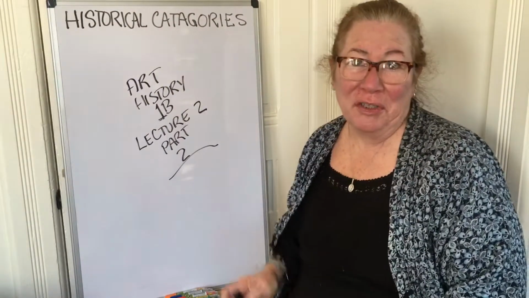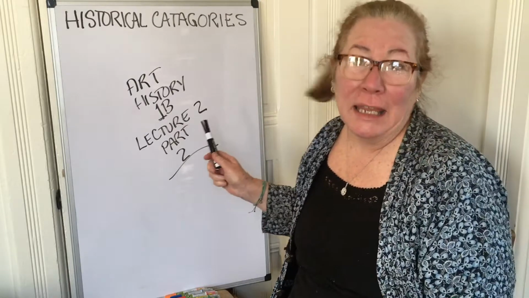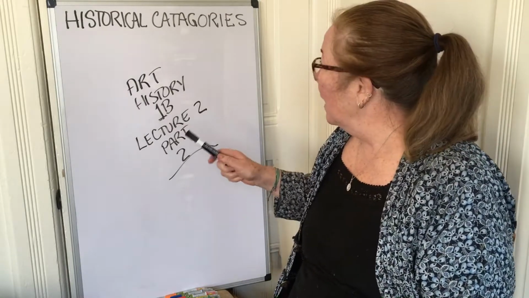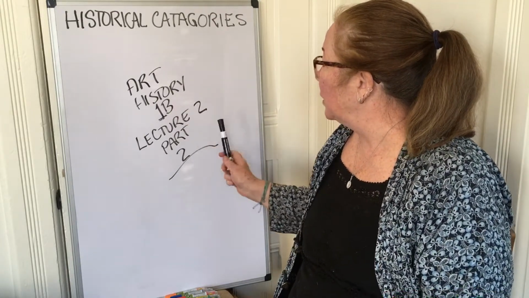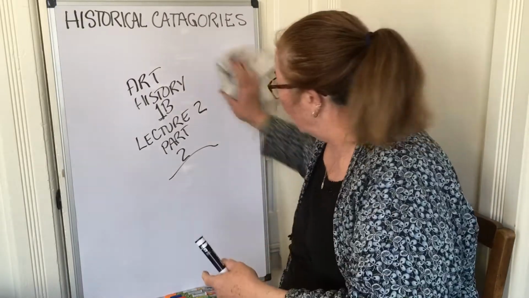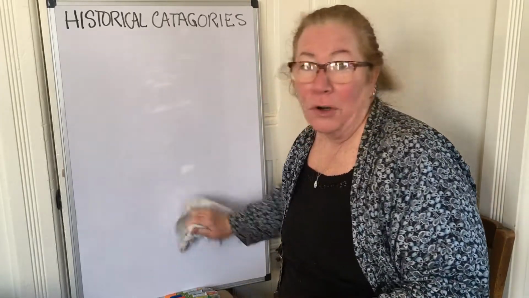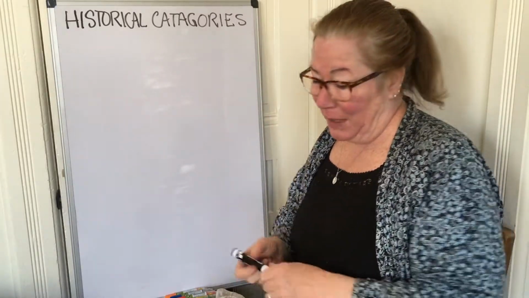Hi everyone, Trish Triumpho Sullivan here, and we're continuing our lecture in Art History 1B of Historical Categories, which is Lecture 2, Part 2. All right, so we'll talk a little bit more about this vocabulary that we need in order to talk about art history, okay?